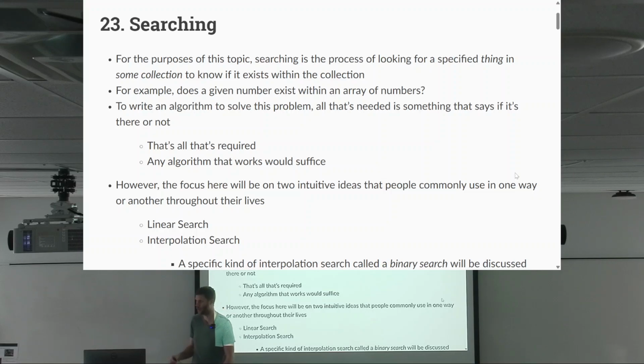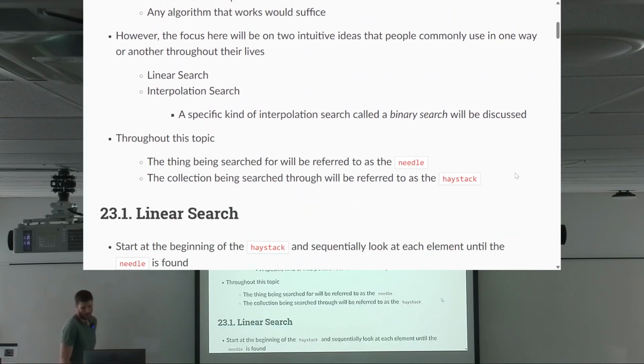However, the focus here will be on two intuitive ideas that people commonly use, one way or another, throughout their lives: a linear search and an interpolation search, both of which I know you're used to. We've already talked about interpolation search before with a slightly different name; it's like a binary search really. Throughout this topic, the thing being searched for will be referred to as needle, and the thing being searched will be called haystack, okay? That's the terminology we're going to use so we don't get lost.